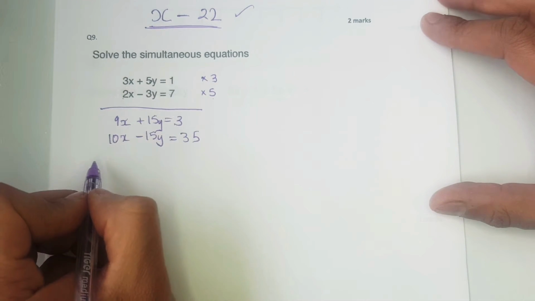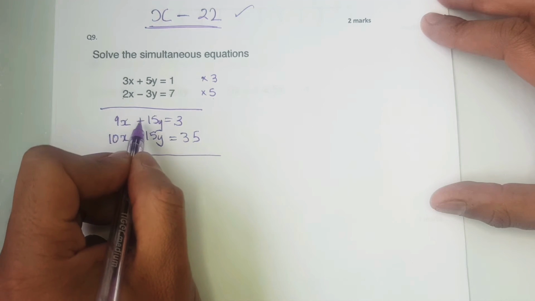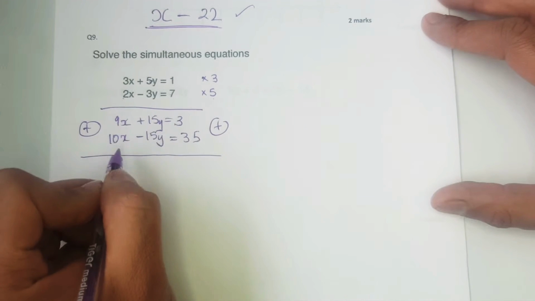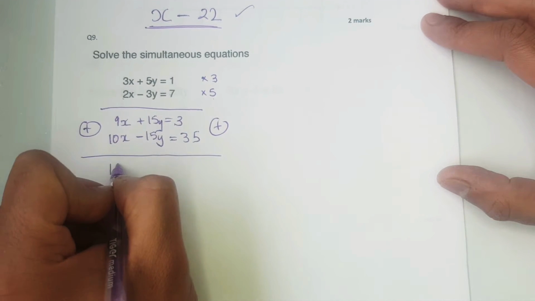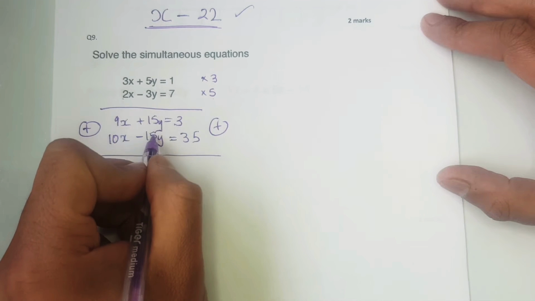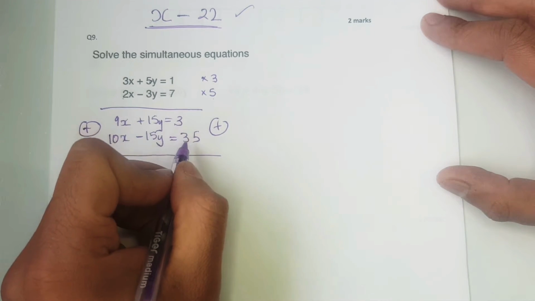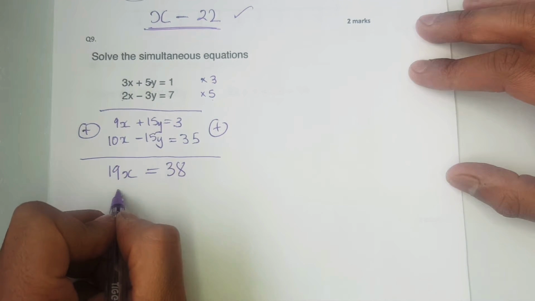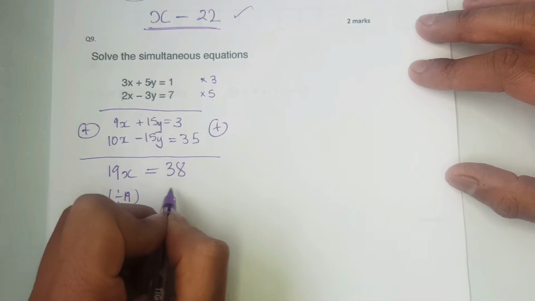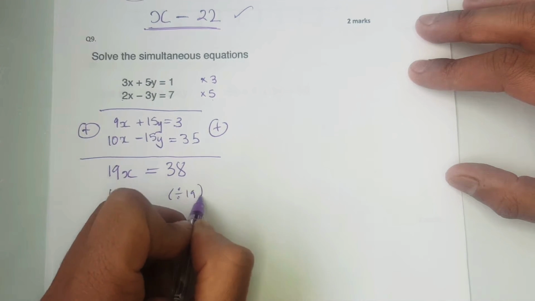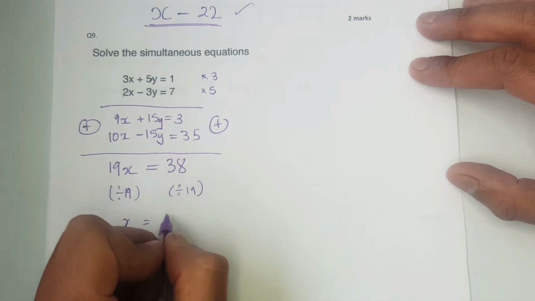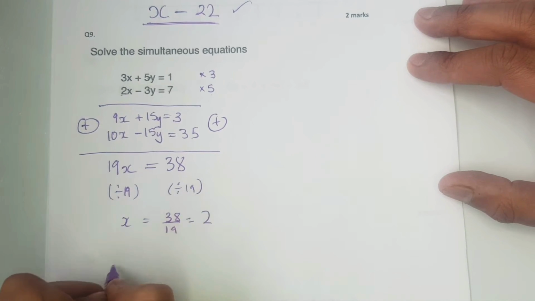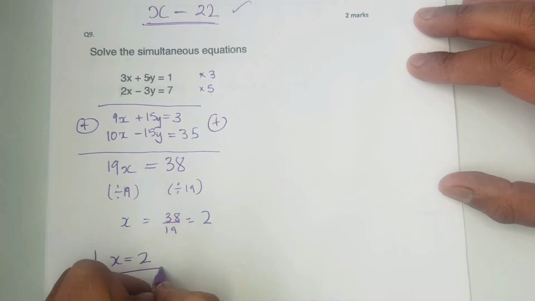I can eliminate them. In order to eliminate the y's, because one is positive and one is negative, I can simply add the two equations together. So 9 add 10 is going to give me 19x, and the y's cancel out. 3 add 35 is 38. Then I can divide both sides by 19. And remember, this paper you can use a calculator, but you should be able to do this anyway. 38 divided by 19 is 2. So x is equal to 2. Put a box around it.